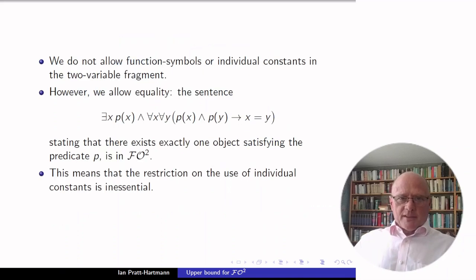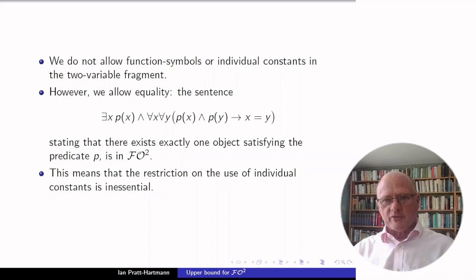The next point to notice about the two-variable fragment concerns constants and function symbols. The two-variable fragment has no function symbols, so those are simply not part of the fragment. All signatures will involve only relation symbols. Now, as far as individual constants are concerned, they can be allowed, but we shall, in this lecture, not allow them. And the reason is that individual constants can be essentially replaced by unary predicates, by one-place predicates.